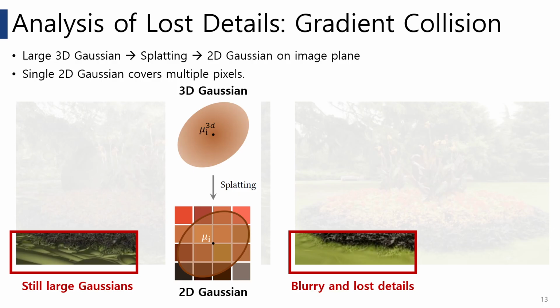The primary cause, as identified by the AbsGS paper, is a phenomenon called gradient collision. To understand this, let's first consider a large 3D Gaussian primitive. During the rendering process, this 3D Gaussian is splatted onto the 2D image plane. This projection results in a 2D Gaussian. As illustrated in the central diagram, a single large 2D Gaussian can often cover multiple pixels in the image.